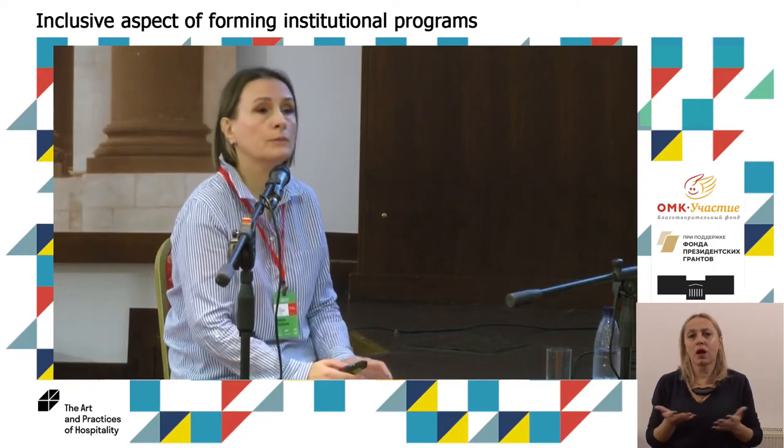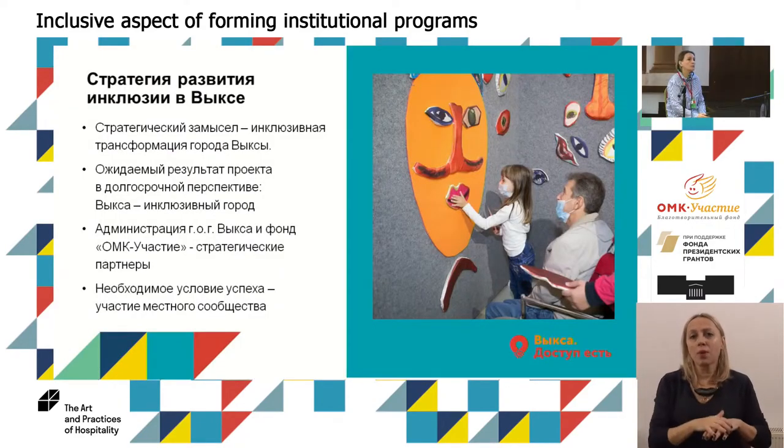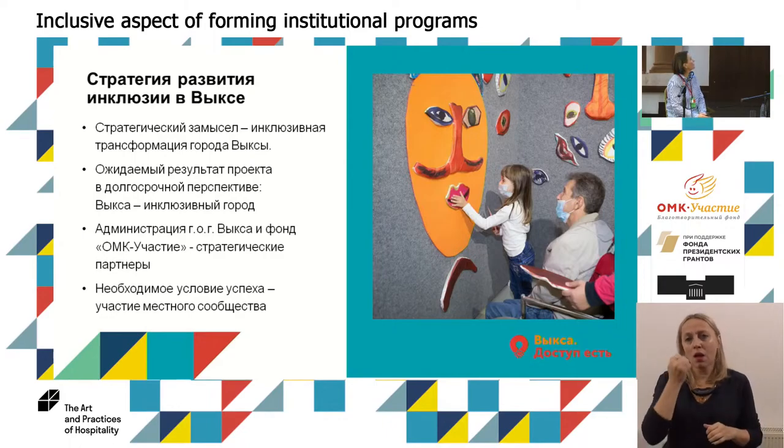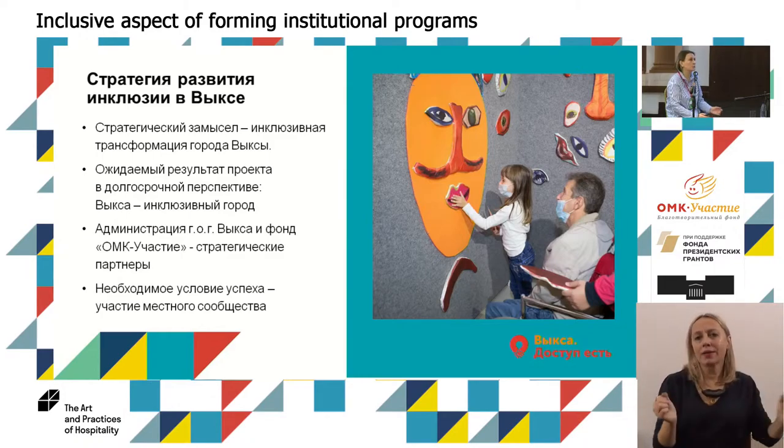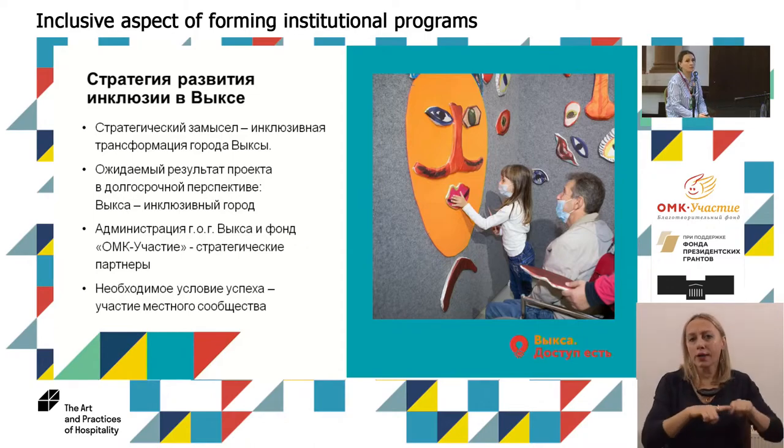I would like to tell you more about the inclusive practices that are carried out at the museum together with OMK Uchastie Charity Foundation. The strategic idea behind it is the inclusive transformation of the whole town of Vyksa, not only museums and cultural institutions, but also the Ex Libris space next to the museum and Vyksa Art Residence, which is currently one of the co-hosts of our conference. In the long run, we expect Vyksa to become an inclusive town.